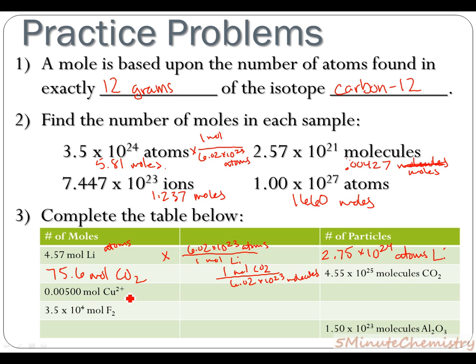Okay, next up, we have 0.00500 moles of Cu2+. So we have to identify that it's not a compound. You don't have multiple things, so it won't be called a molecule. It's not an atom either, though, because it has charge. These are ions of copper. So we want to use the same setup that we did before. This time I have moles on bottom, so we're going to use that conversion.